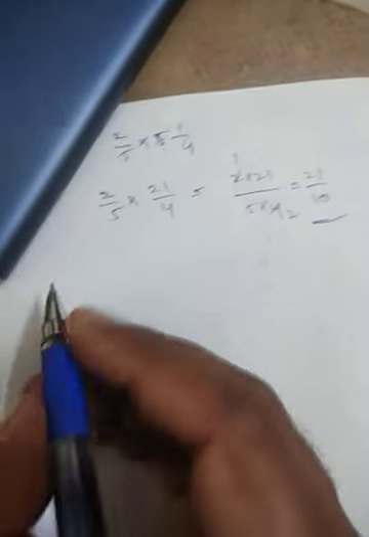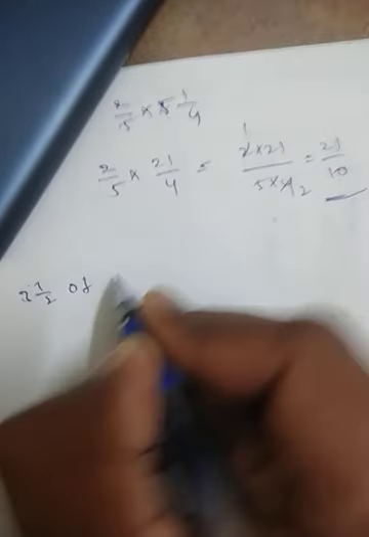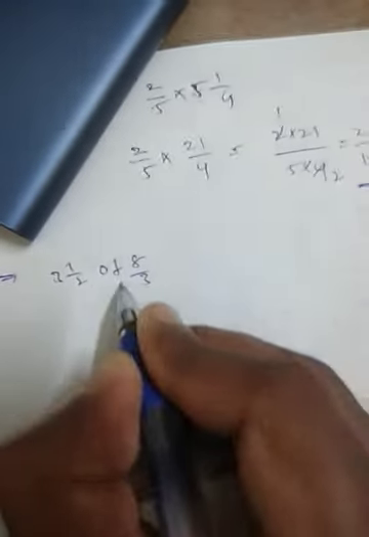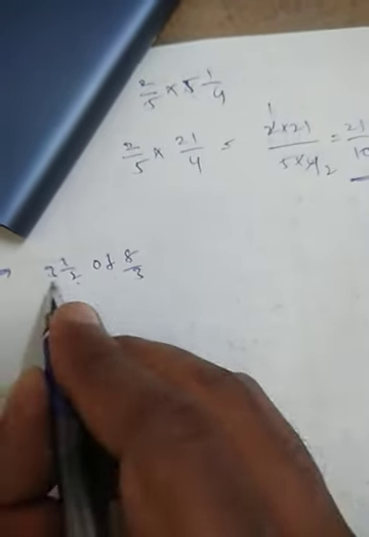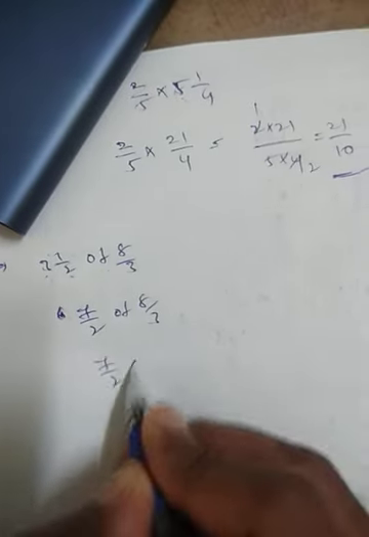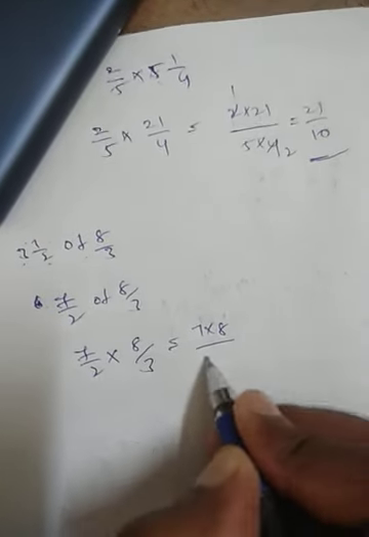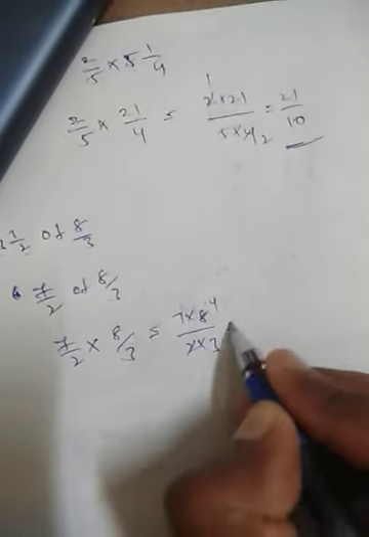So the next question is going to be a simple question. 3 whole 1 by 2 of 8 by 3. So half means what? Multiplication only. 3 twos are 6, 6 plus 1, 7. See, 3 twos are 6, 6 plus 1, 7 by 2, half of 8 by 3. 7 by 2, of means what? Into 8 by 3. Multiply the numerators, 7 into 8 by 2 into 3. What do you get now? 2 ones are 2, 2 fours are 8, 7 fours are 28, 28 by 3.